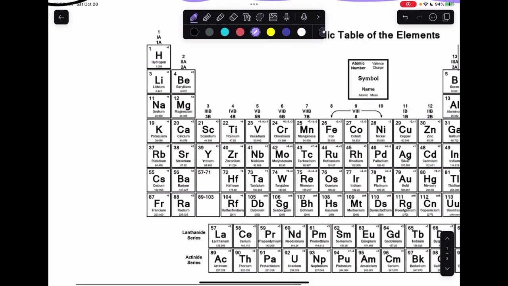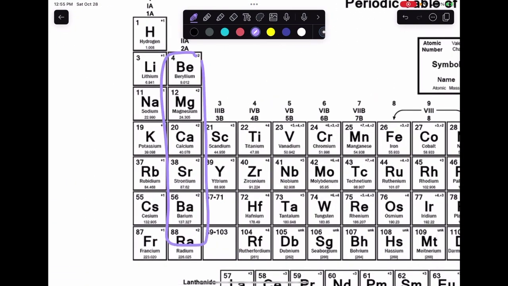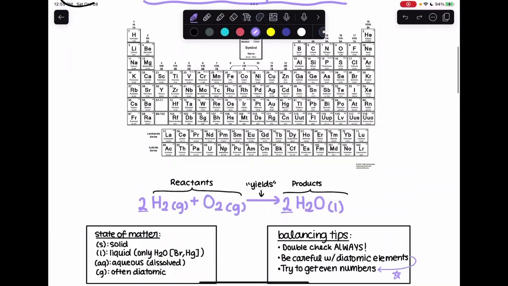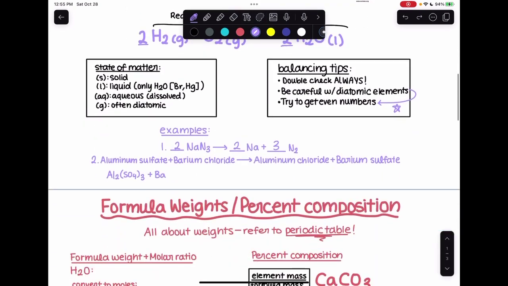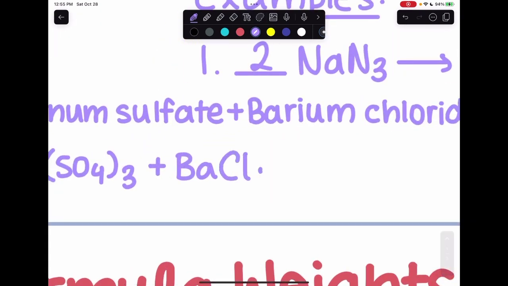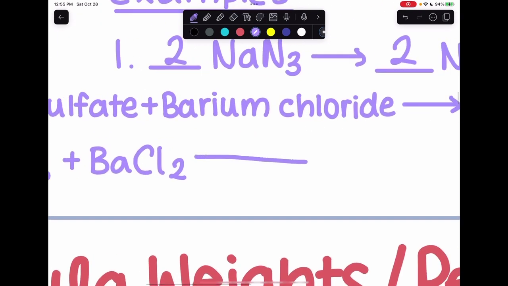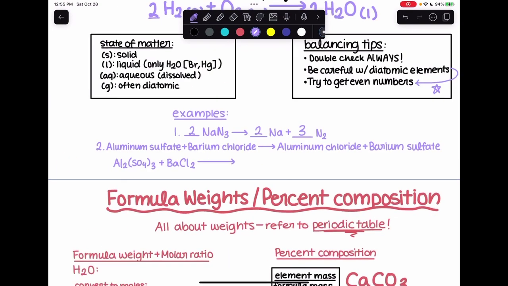Barium, where is that? Barium is in group 2. It's going to have a +2 charge. And chlorine has a -1 charge, so we need 2 of that to balance it. Just be very careful. I want you to be checking every single step as you do this here, okay?